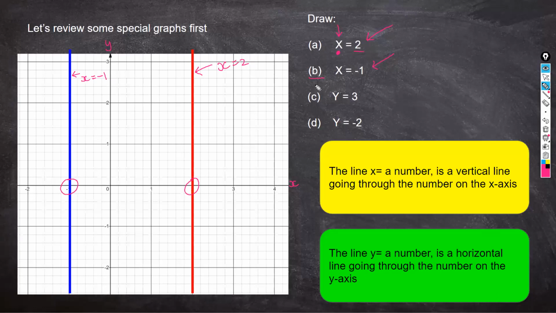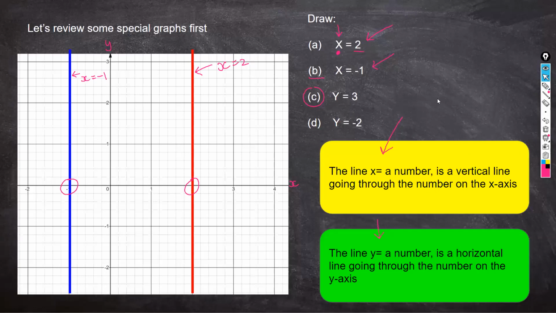So the next one is, look at part C, guys. Y is equal to 3. Now look at the note here, right? The yellow note says that if x is equal to a number and it's only the letter x, it's a vertical line. So look at the green note now. The green note says that if it's y is equal to something, it's going to be the opposite. It's going to be a horizontal line.